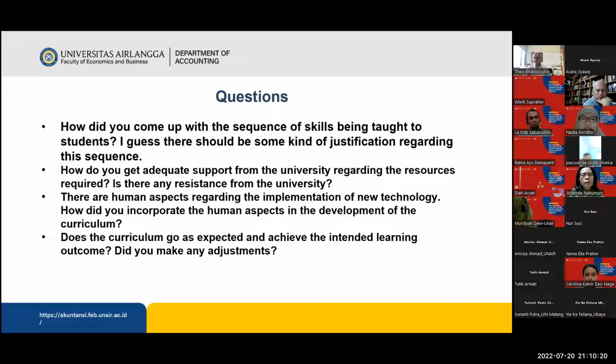Okay, thank you, Theo. These are the 4 questions. Does the curriculum go as expected and achieve the intended learning outcome? Did you make any adjustment? Let me start with the last one. Yes, we constantly make adjustments and we refine. One of the adjustments, as I mentioned before, is in the second year class: when we're talking about visualizations, we started with Tableau, but now we're thinking to switch to Power BI because more and more of our employers are using it. They told us that they prefer Power BI.